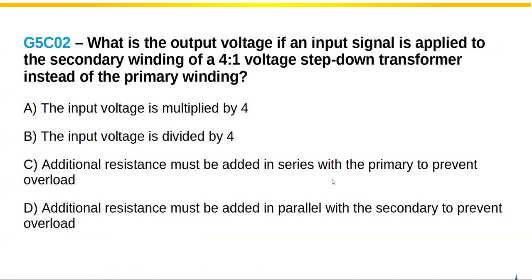What's the output voltage if an input signal is applied to the secondary of a 4-to-1 step-down transformer instead of the primary? So you're using it backwards. Instead of a step down, you're going to use it as a step up, right? Yes. Divide it by 4. Do it backwards.